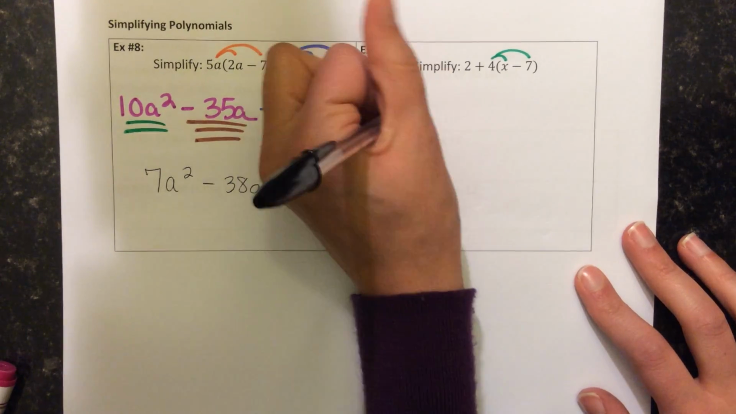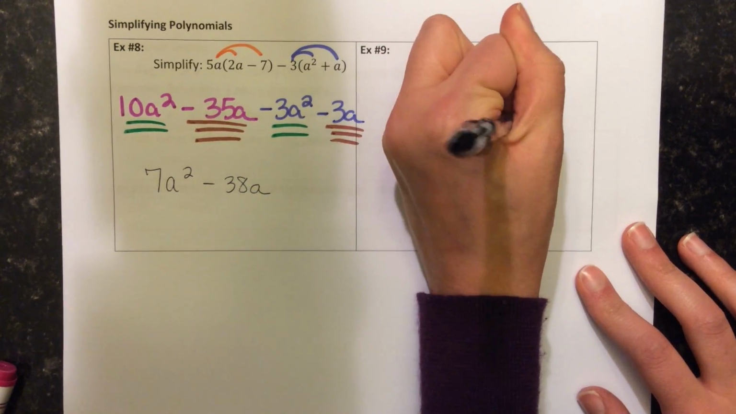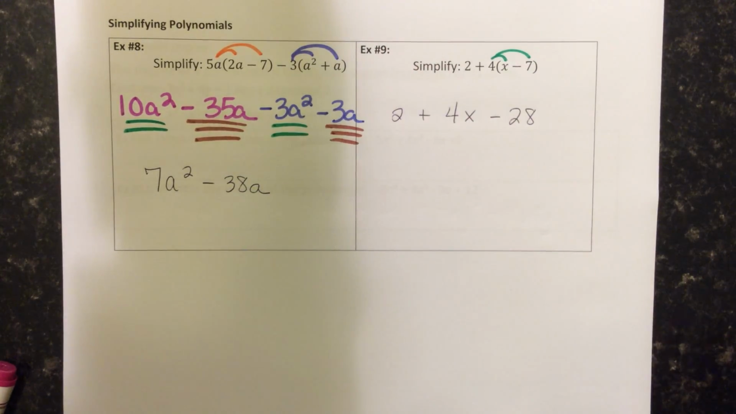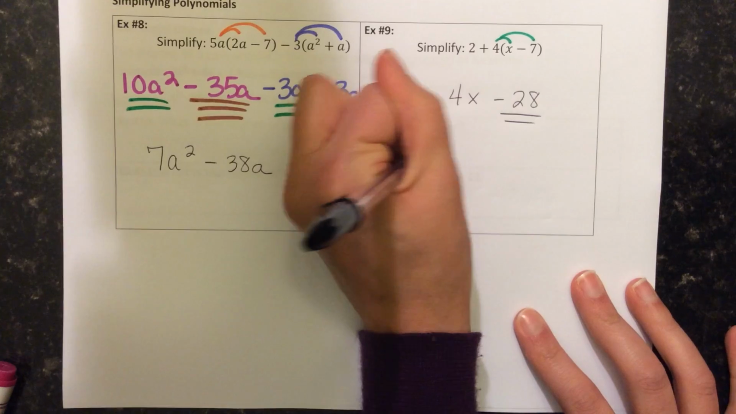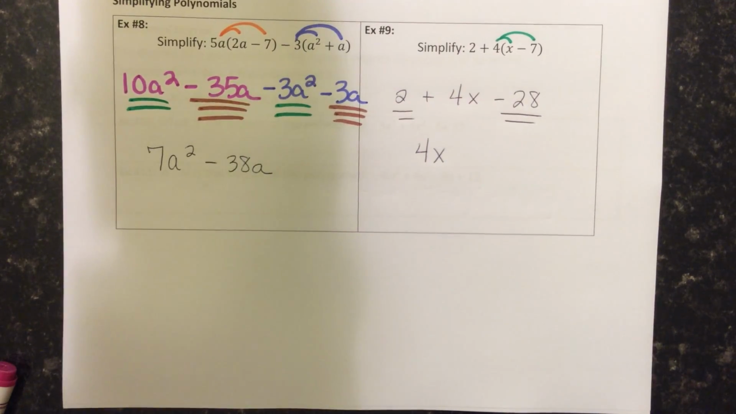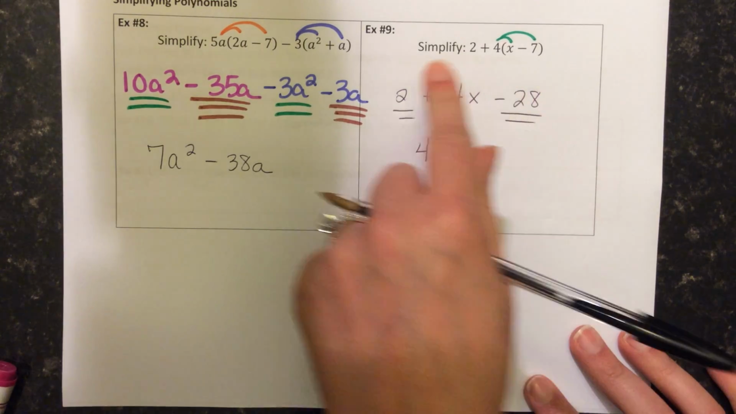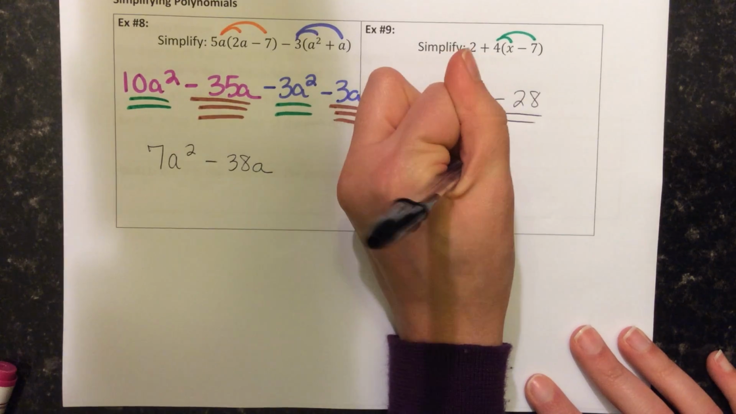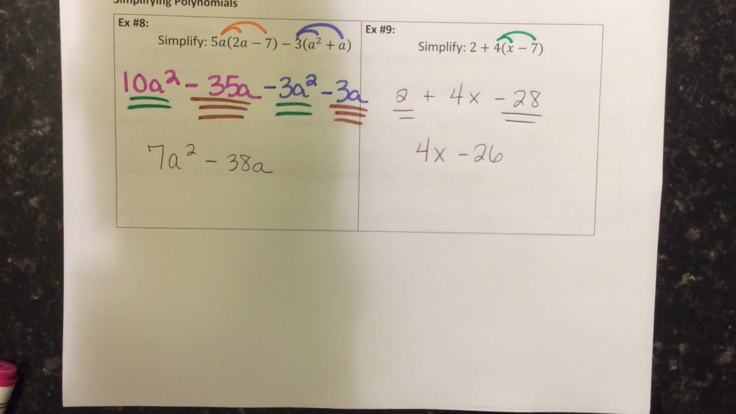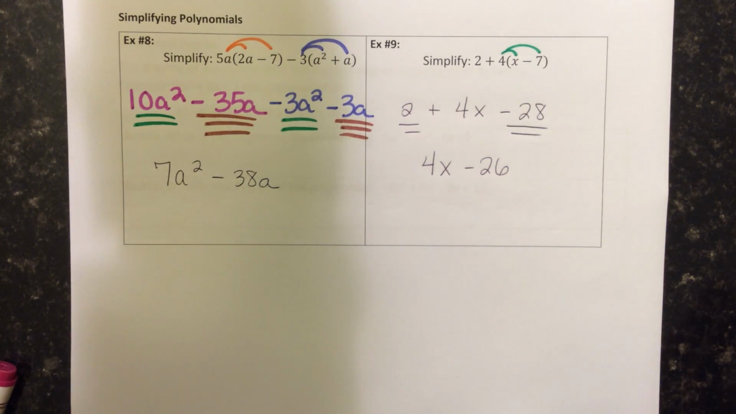Okay, so here I have 2 plus 4x minus 28. I multiplied. All I can combine are these constants here. So this 4x is just going to stay just as it is. And this is like 2 minus 28 or 2 plus a negative 28. That should give me minus 26. All right, so that's simplifying polynomials.